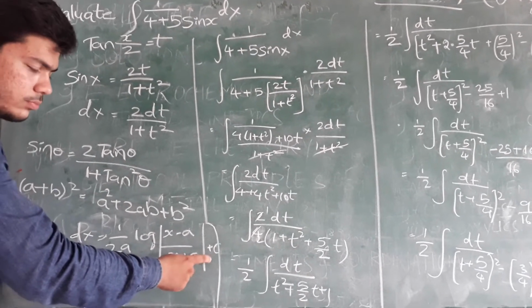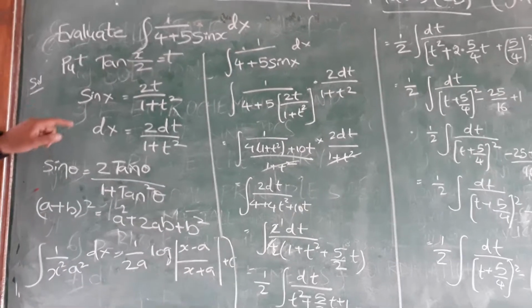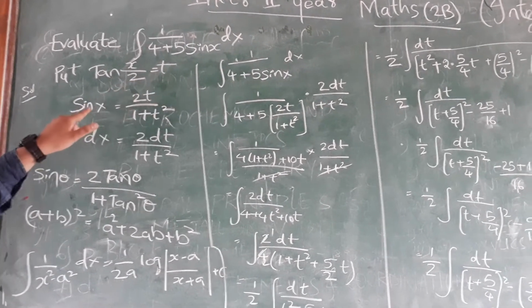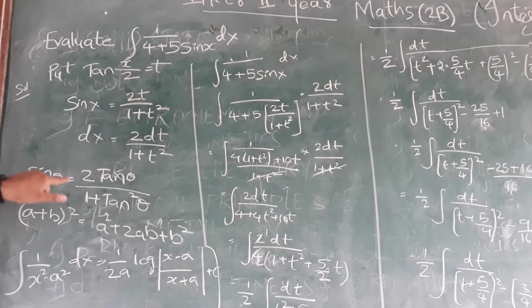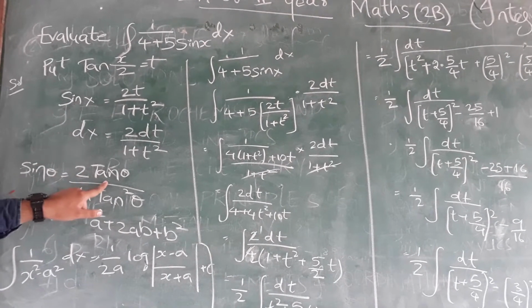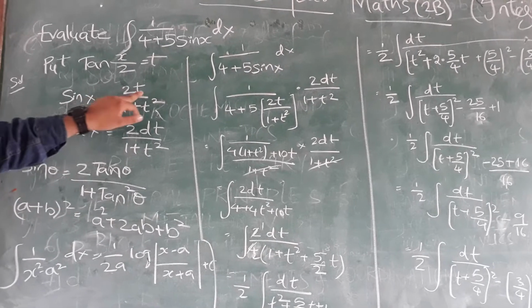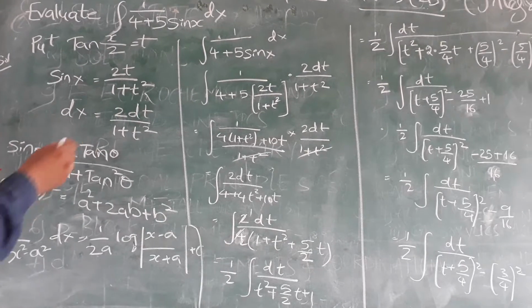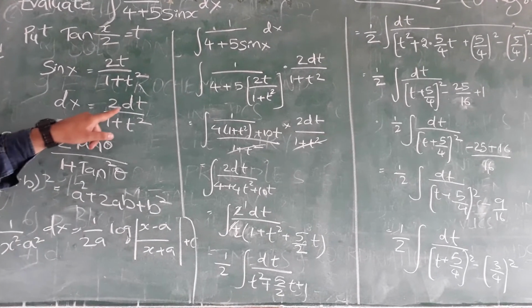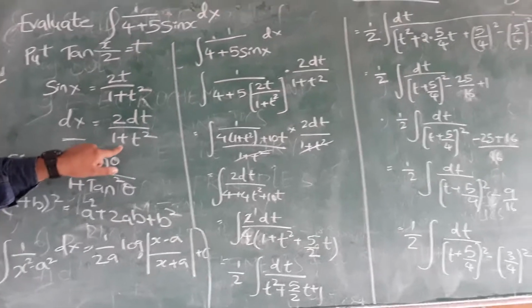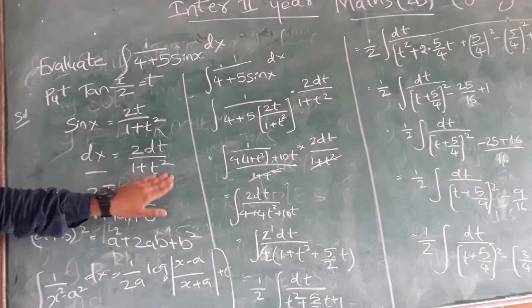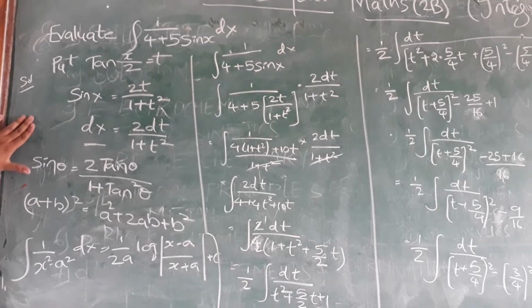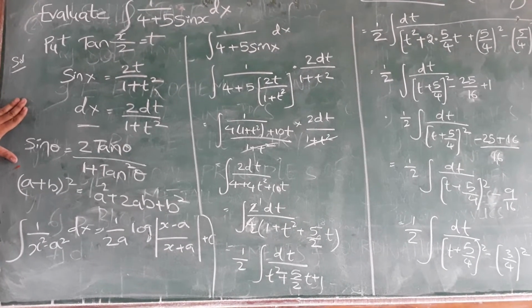C is the constant. So tan x by 2 we have taken as t, and the sin x formula we know. In the place of tan theta we are going to write t, so we have got 2t by 1 plus t square. In the same way, just remember this: dx is equal to 2 dt by 1 plus t square. Just keep this formula in mind. Copy down this very important formula of this problem. I am giving you some seconds.